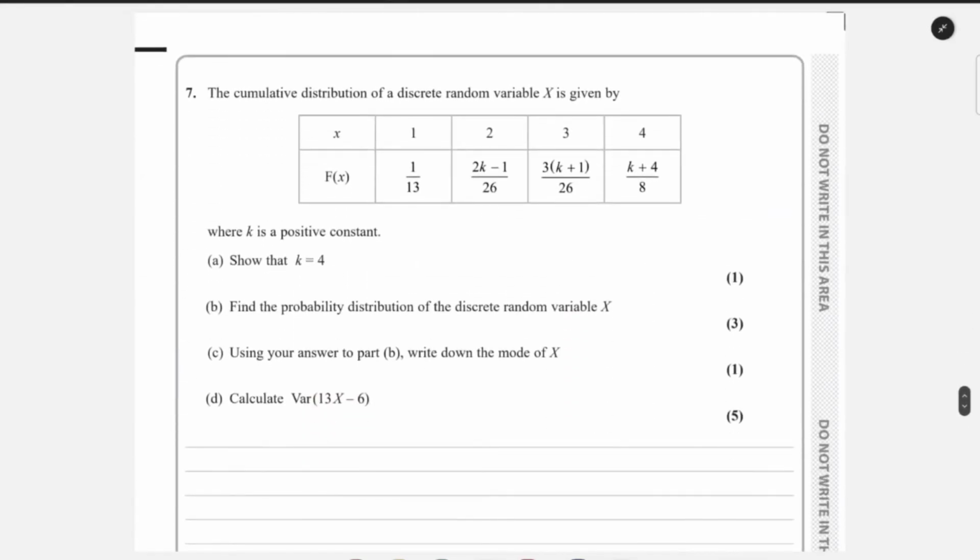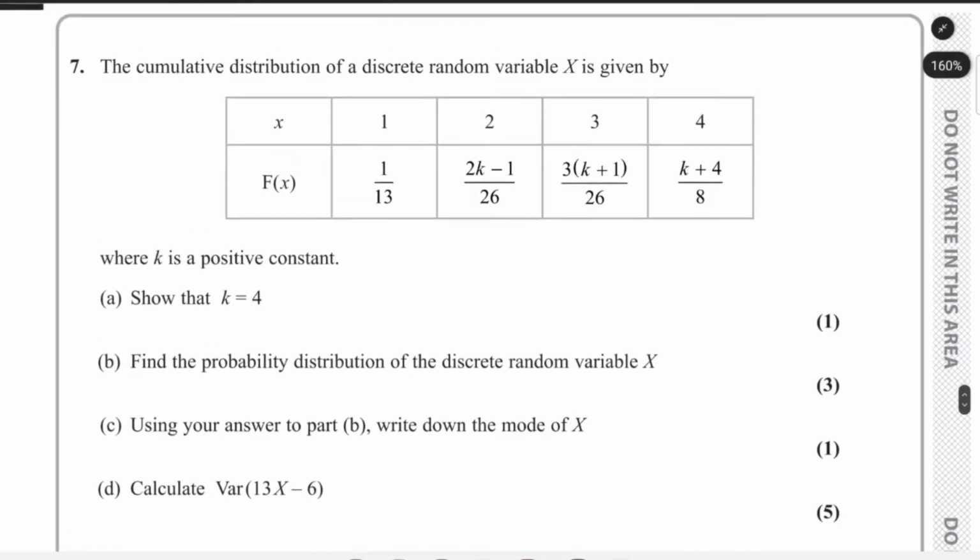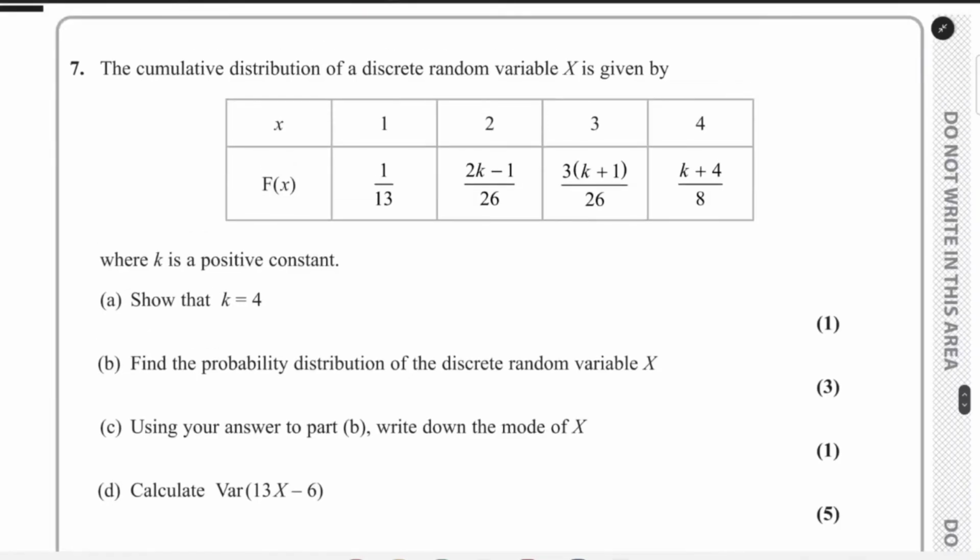That's it with question 6. Moving on to the penultimate question. We are given a cumulative distribution function of a discrete random variable, so capital Fx. We have to show that k is 4 in part A.